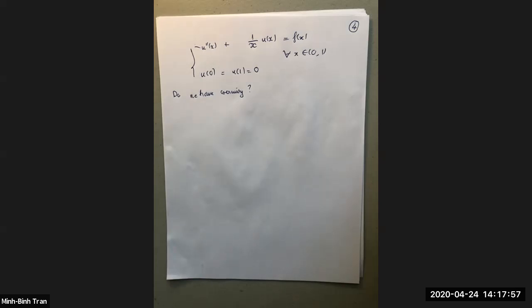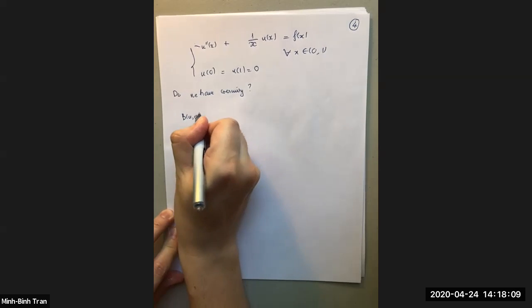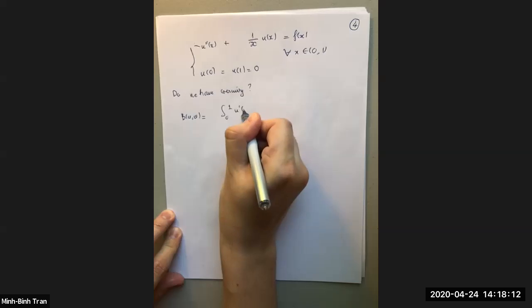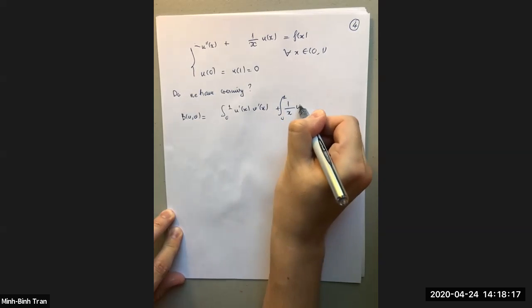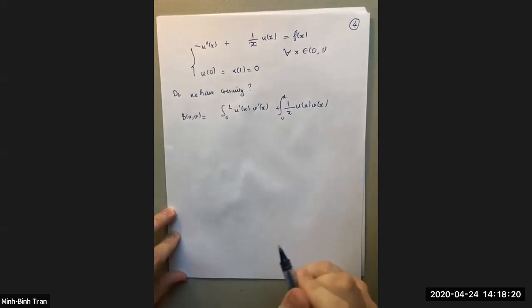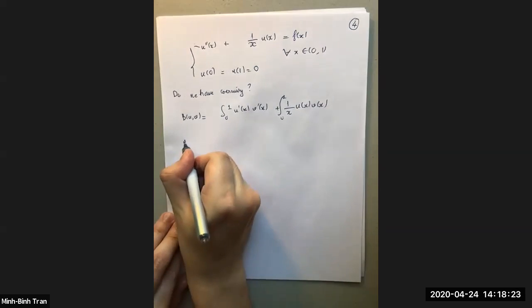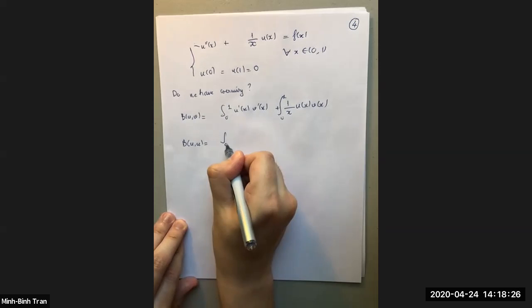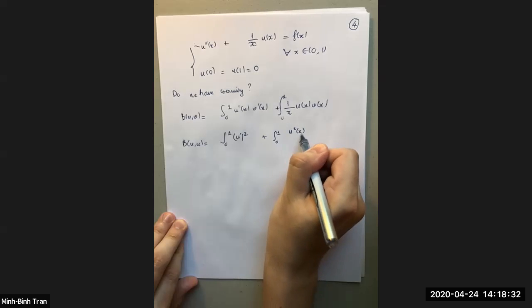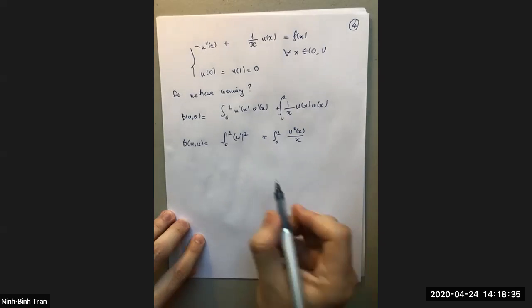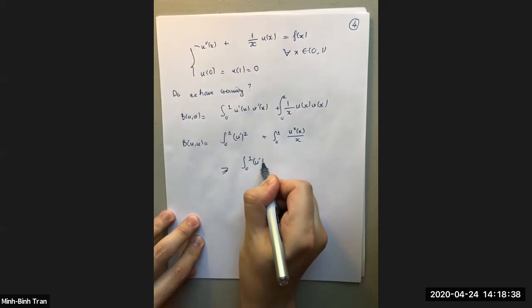So Tyler and Jonathan said that this is no. Who said that this is yes? So let us check, right? b(u,v) will be the integral from 0 to 1 of u prime v prime plus the integral from 0 to 1 of 1 over x times u(x) v(x). So now what is b(u,u)? It will be the integral from 0 to 1 of u prime squared plus the integral from 0 to 1 of u squared over x. All right, is it bigger than the integral from 0 to 1 of u prime squared?